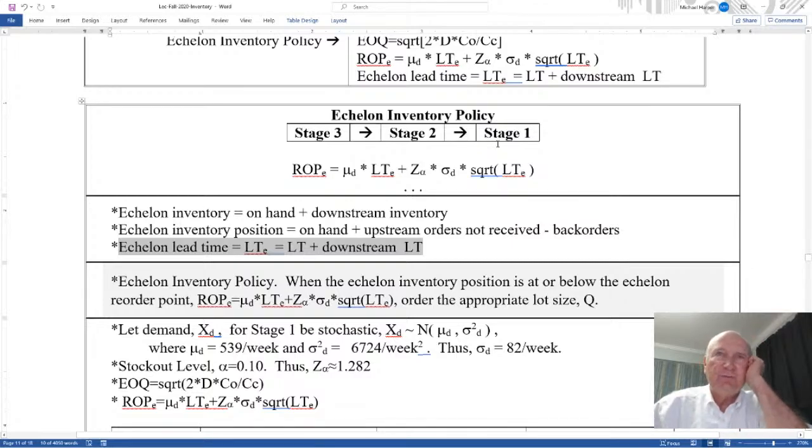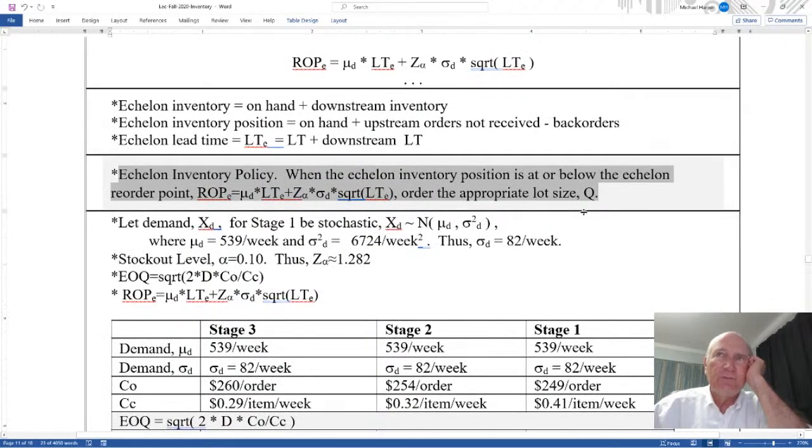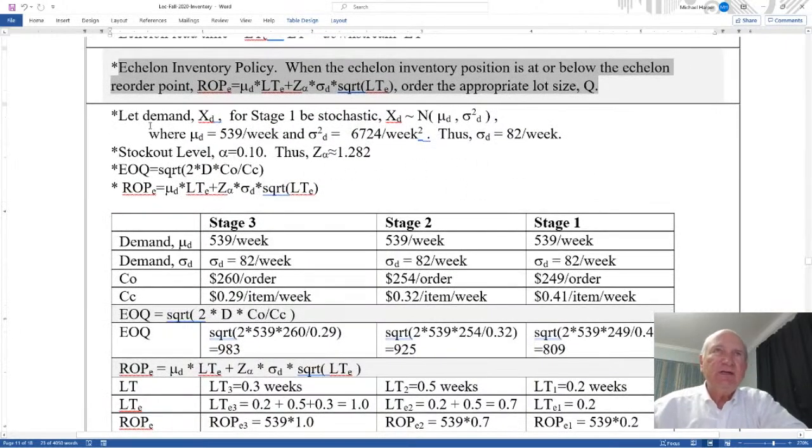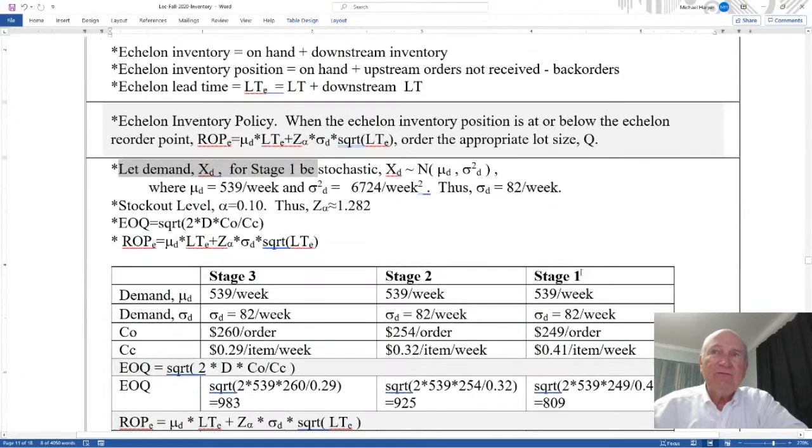And then you do your policy. So the echelon inventory policy is when the echelon inventory position is at or below the echelon reorder point, then you order the appropriate lot size. Let me illustrate this with an example. Let the demand for stage 1, down here at the end, be normally distributed, with a given standard deviation, service level is 10%, EOQ is given by that, ROP is given by the echelon lead time.